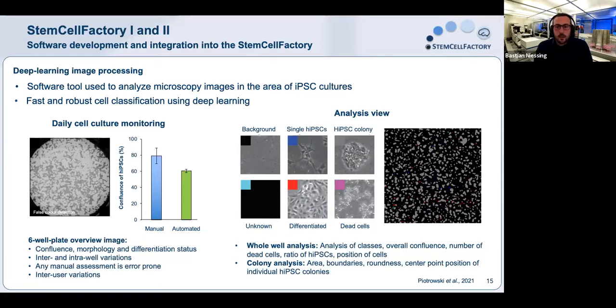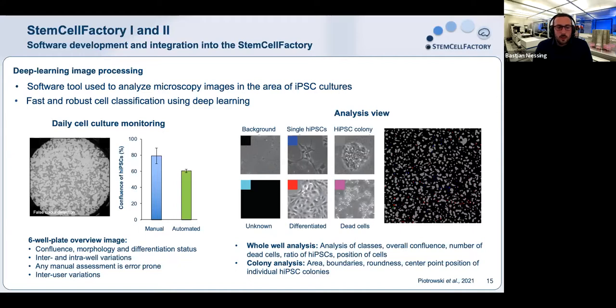We also invented a deep learning algorithm for the detection and classification of induced pluripotent stem cells. We made 6 different classes, as you can see on the right side. We have in black the background, in blue single iPS cells, in gray the iPS colonies, in purple dead cells, in red differentiated cells, and in green the unknown class.